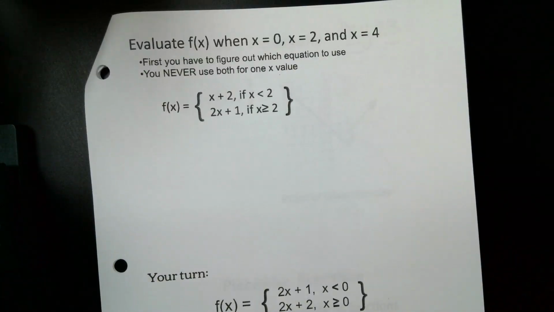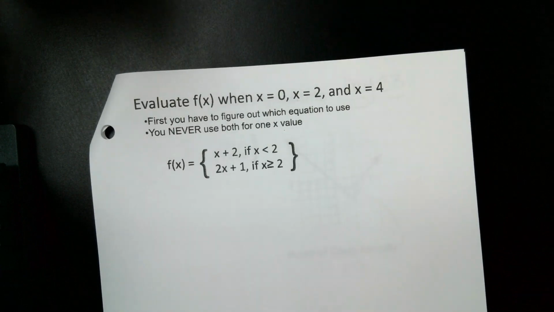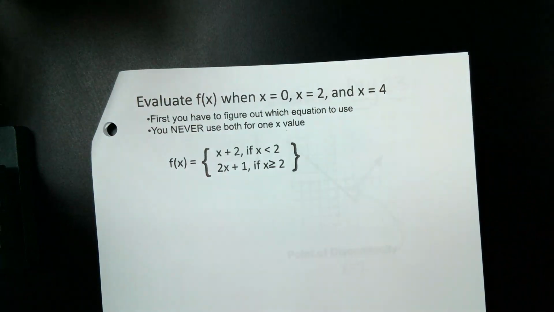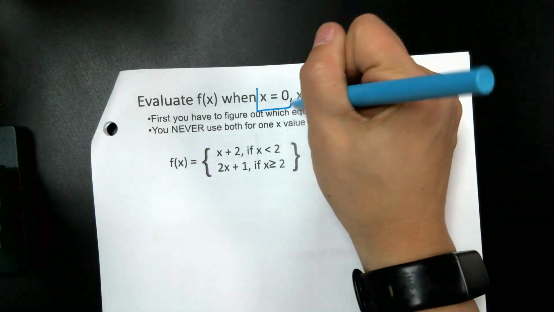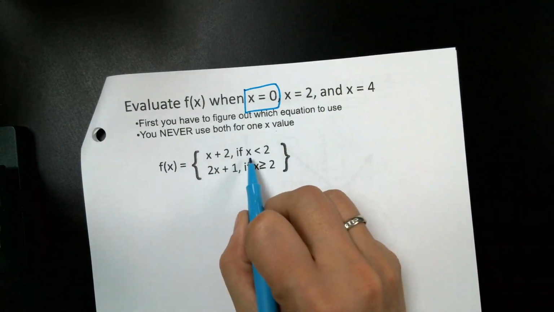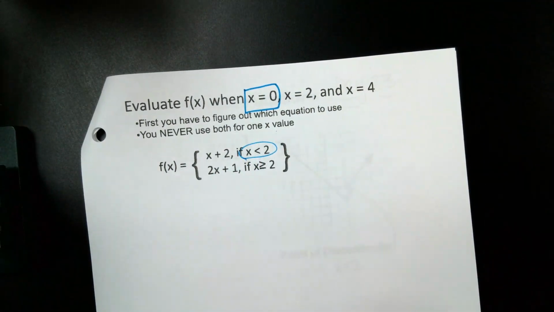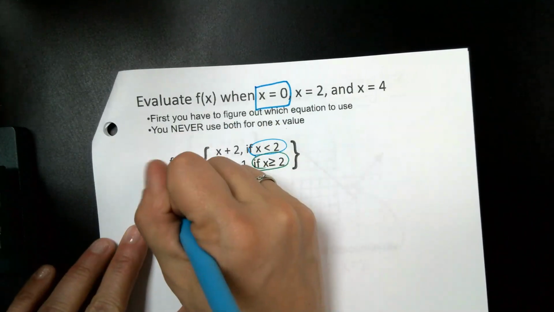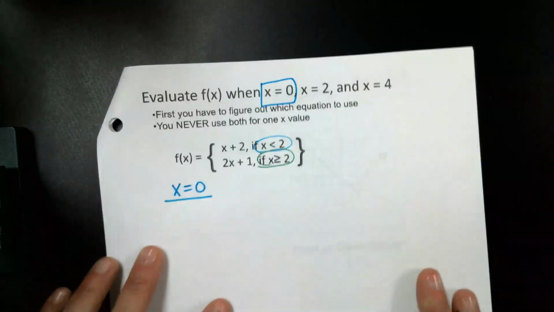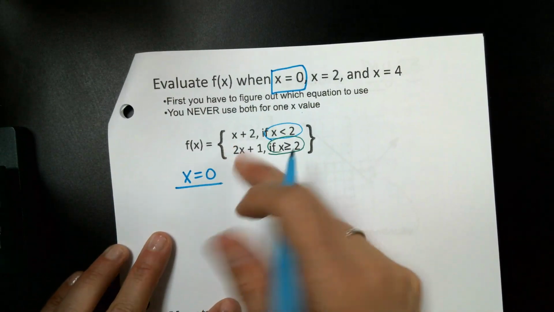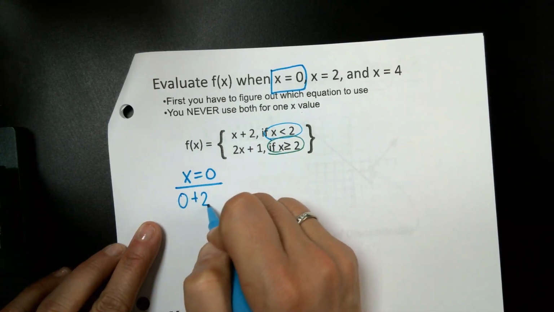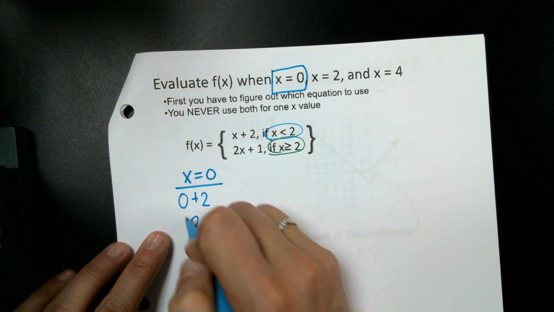All right, go ahead and turn the page. Now they want us to evaluate f of x when x is 0, when x is 2, and x is 4. Okay, so this is what I need you guys to tell me. If x is 0, would it fall in this category or the other category? The first one. So if we're doing x equals 0, we're going to use x plus 2. So we're going to just plug in 0 plus 2, and what do we get? 2.